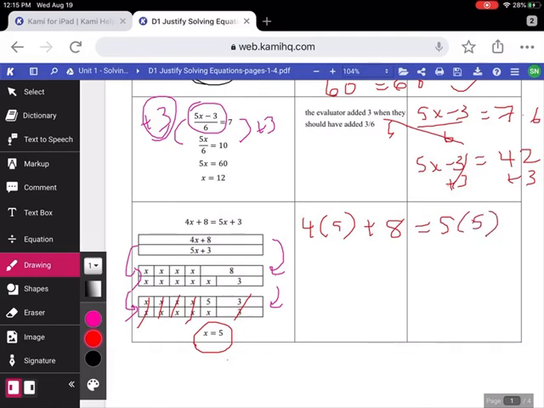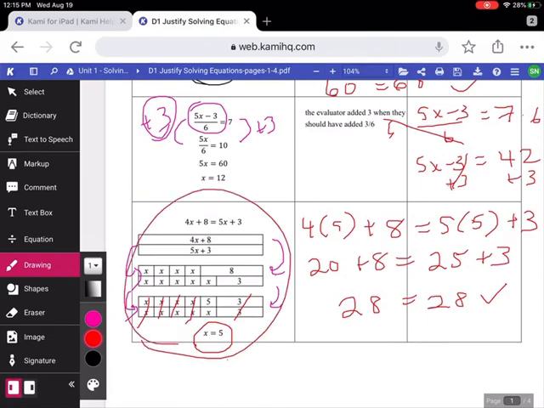All right, I'm going to plug it in. So 4 times 5 is 20 plus 8, and then 5 times 5 is 25 plus 3. I'm going to get 28 on this side, and I'm going to get 28 on that side. So for number 4, they did nothing incorrect, and this is going to be a good model problem for you guys when you do the next couple of visual tile problems there.